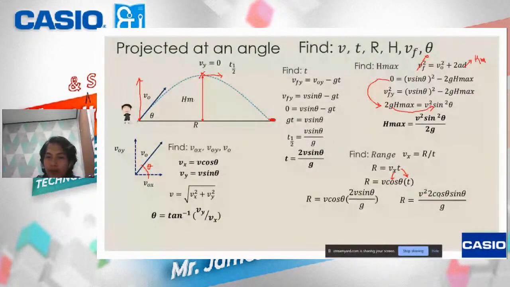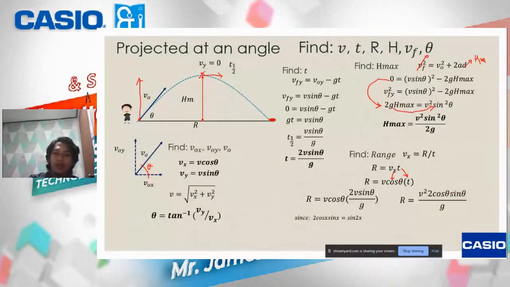Meron tayong trigonometric identity dito, no? Double angle ata. So, 2 cosine x sine x, according to this identity, is just equals to sine 2x. So, instead of 2 cosine theta sine theta, we will change this one as sine 2 theta para mas maikli. Okay? Which is just equal din naman.